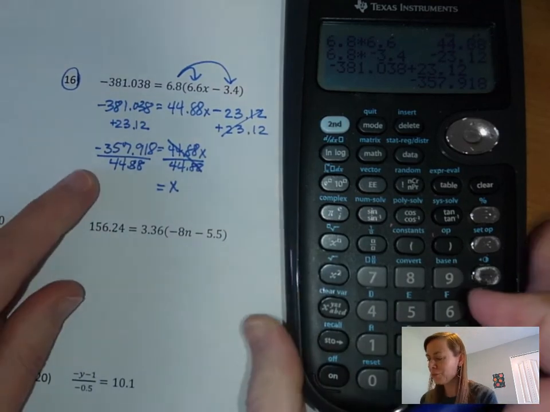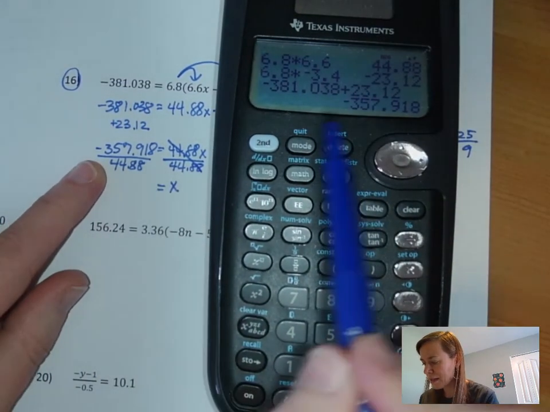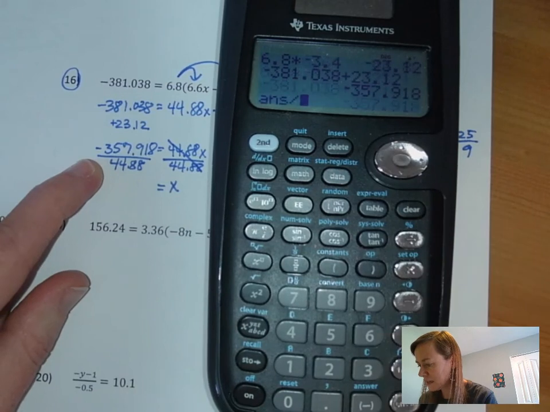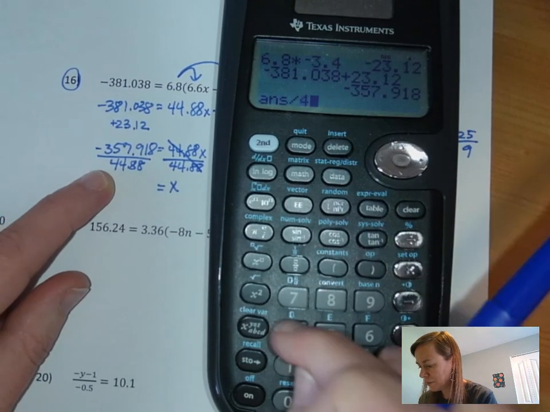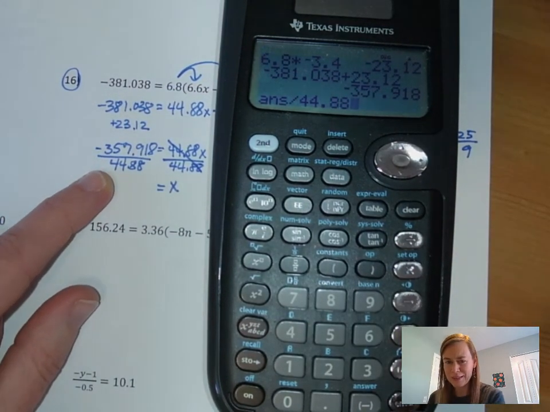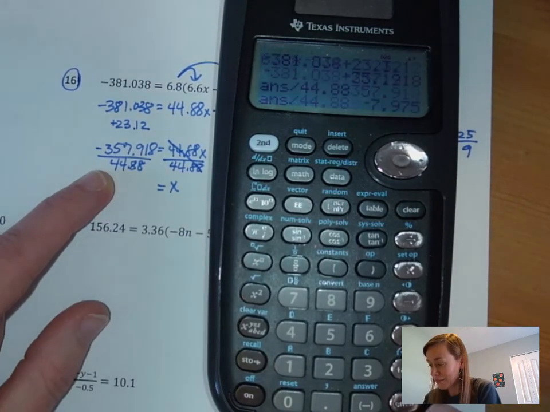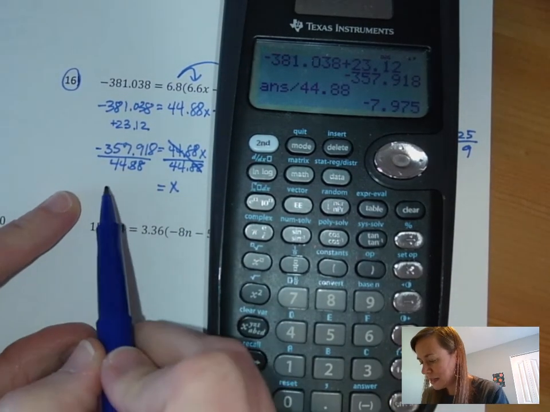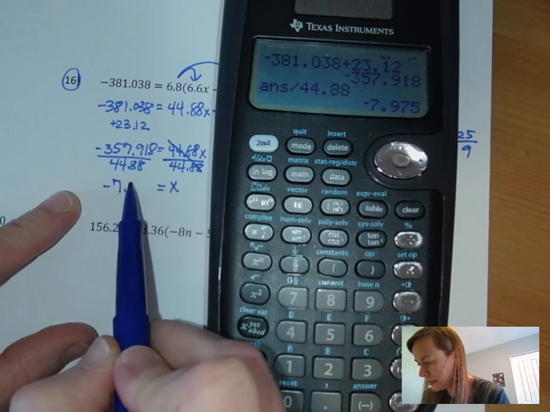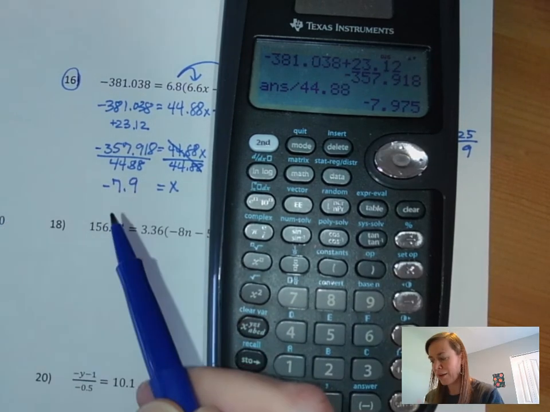But over here on the left, we'll have a little bit of math to do. I still have that number in my calculator, so I'm just going to hit divide by 44.88. Your calculator might work like that or it might not. I don't know. You can try it. And the answer I'm going to get is negative 7.9. And now I'm going to wait a second.